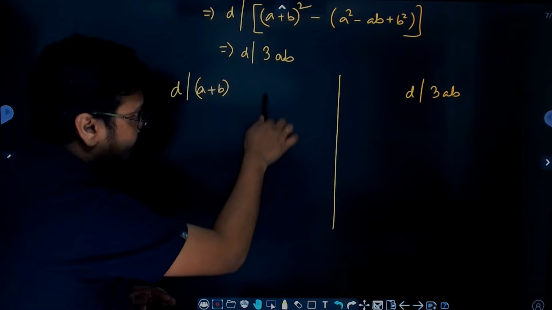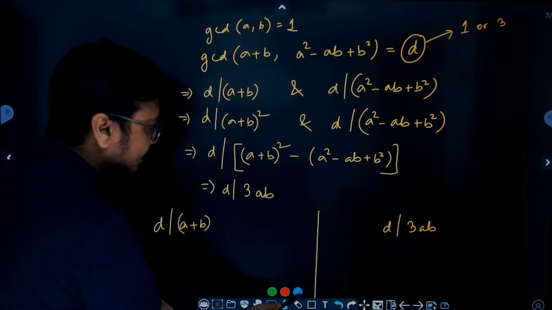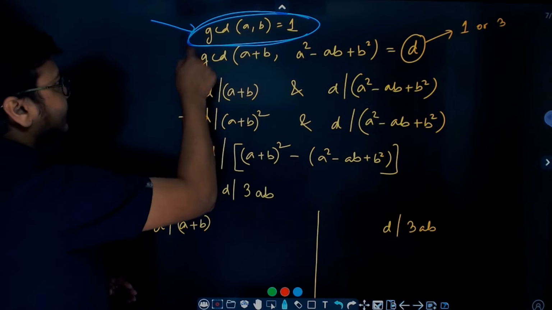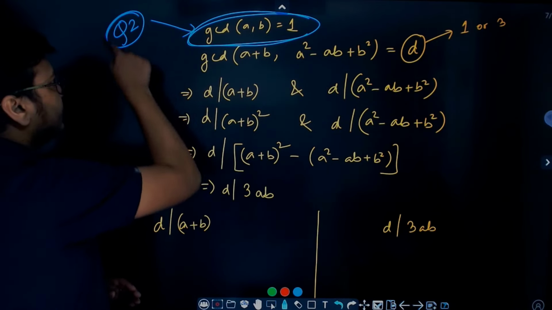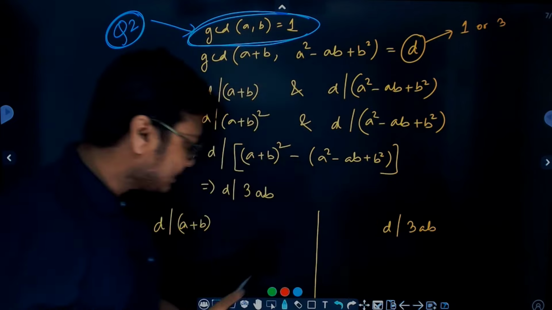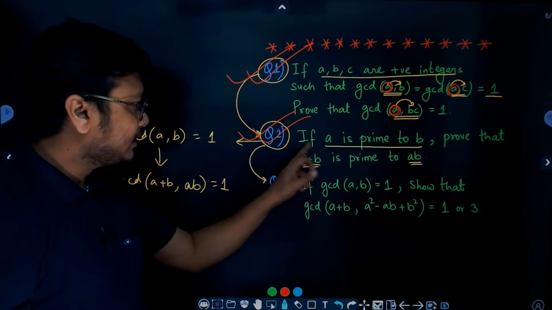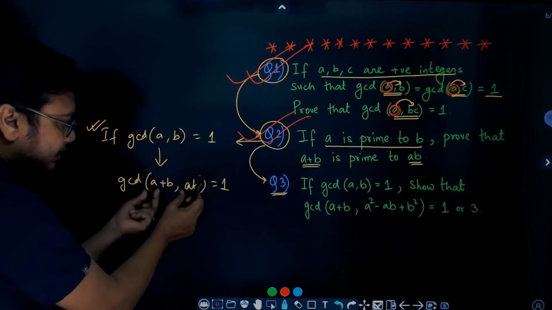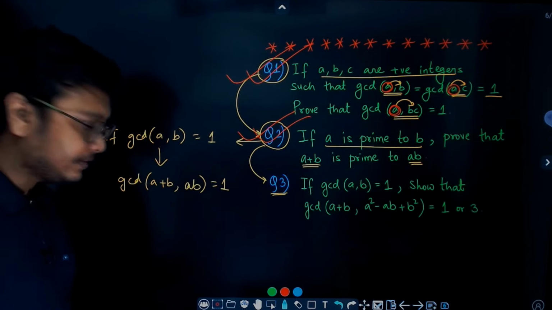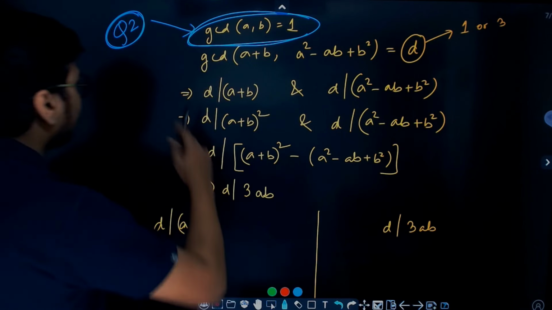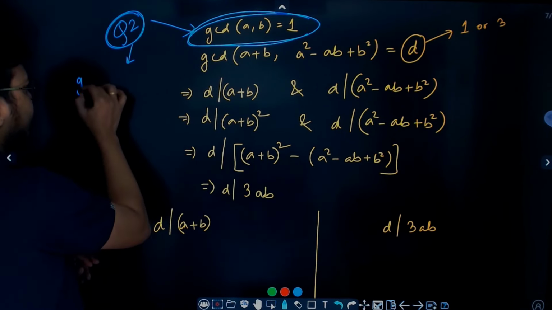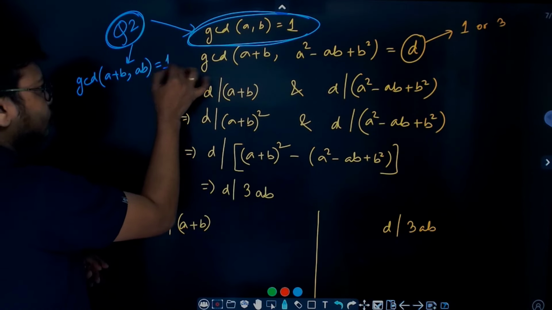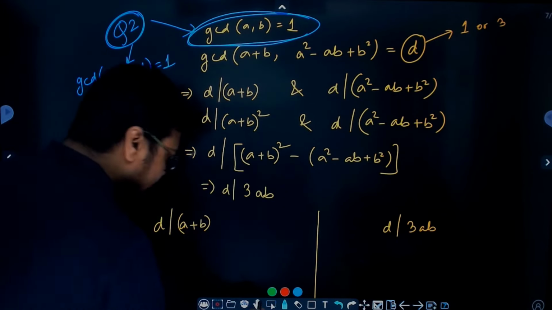Now there is one more piece of information in the question which I haven't used yet, which is that the GCD of A and B is 1. So I'm going to use the result that I obtained in question number 2. What was the result? If GCD of A and B was 1, then the GCD of the addition and the product is also 1. So I'm using this result directly.